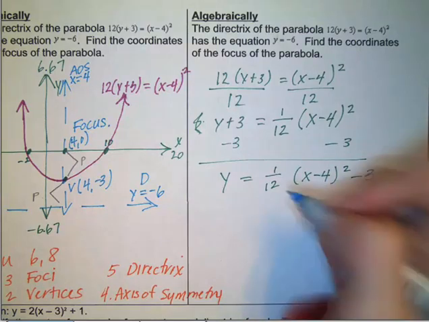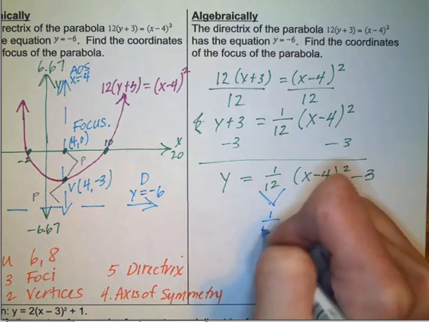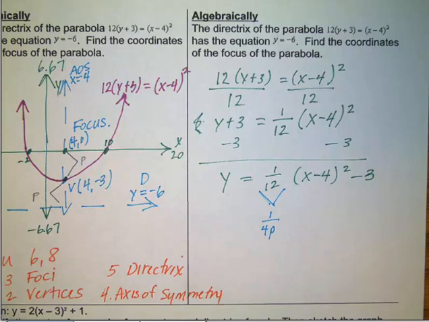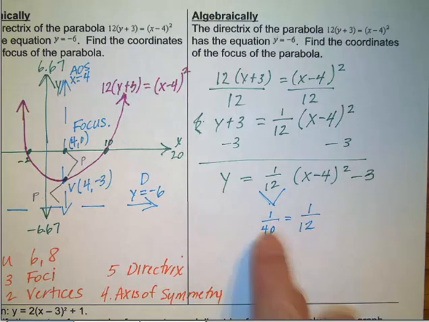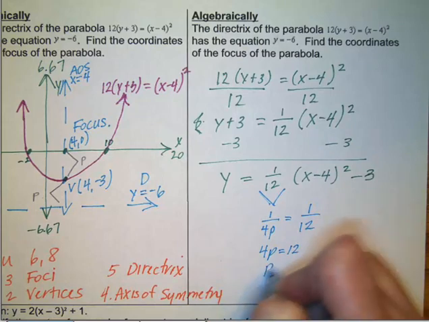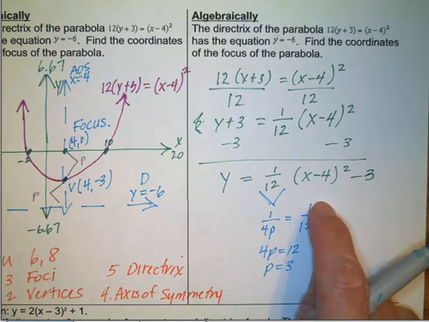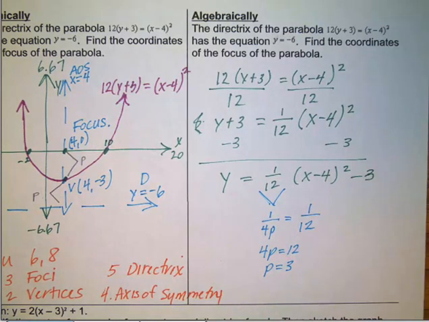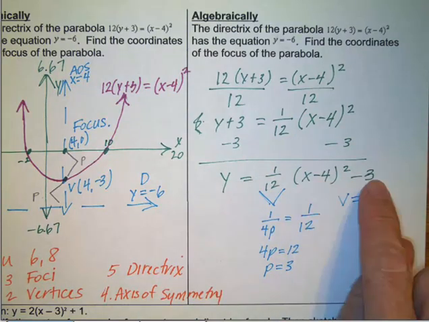So our equation, remember this part is 1 over 4p. So we're going to set that equal to 1 over 12. Because the numerators are equal, the denominators are equal. So 4p equals 12. So my p-value is 3. If the numerators are not equal, you can't do that. You have to undo your order of operations. Your vertex is h and k.